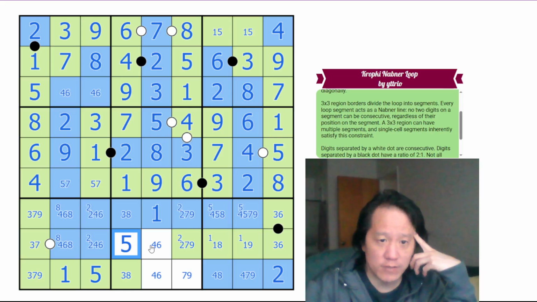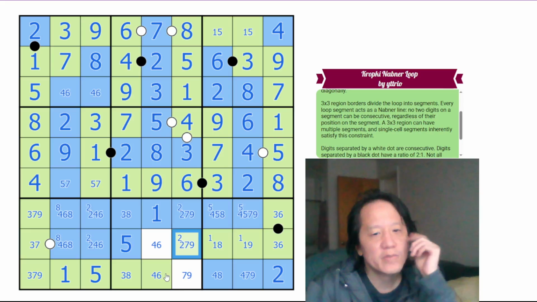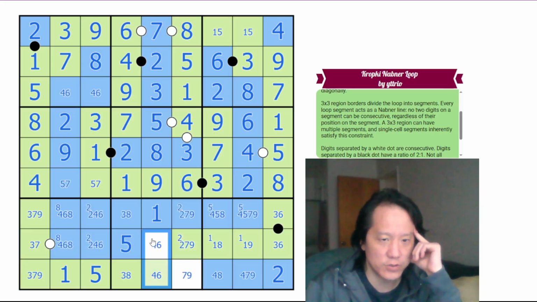5, it will always be consecutive with 1 out of 4 or 6. And it has to go through this way to connect the loop. So this cannot go through the 5. It must go this way then. It could go here, or it could go here.